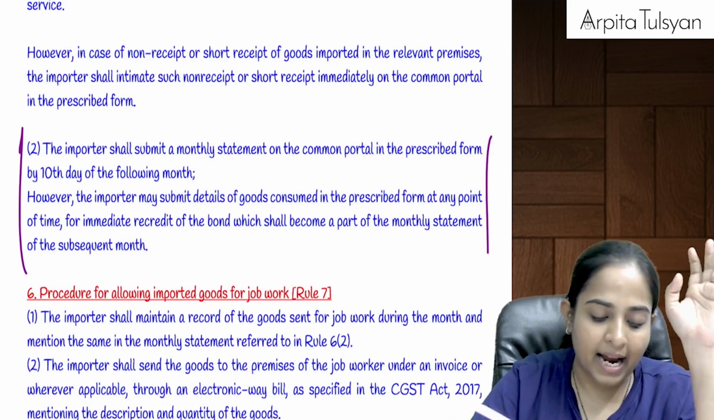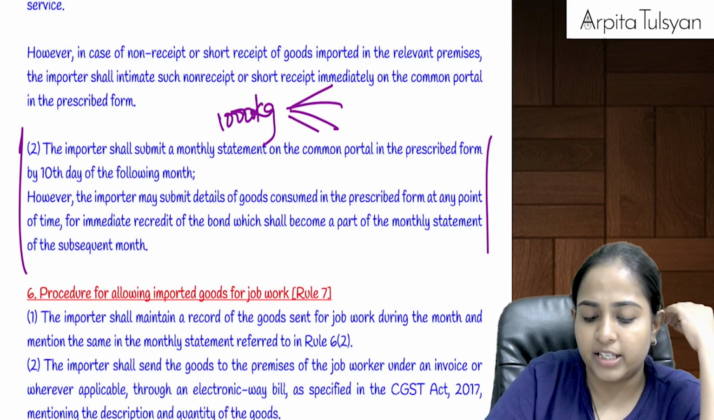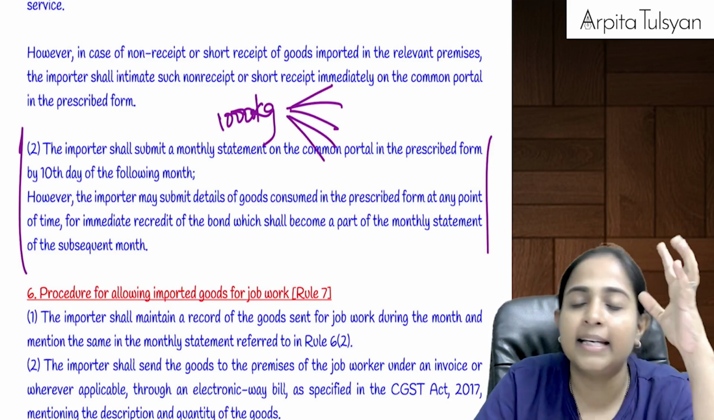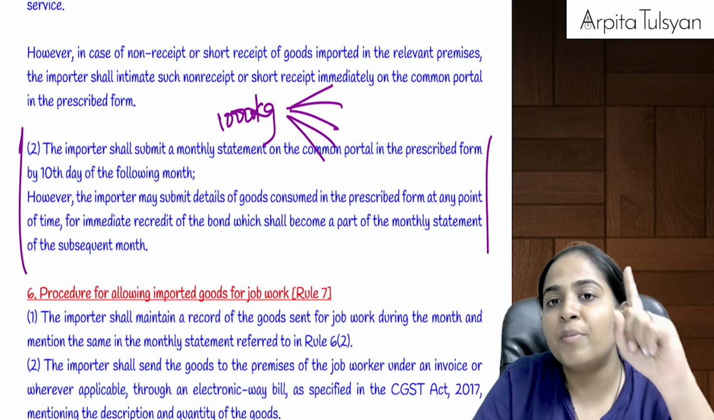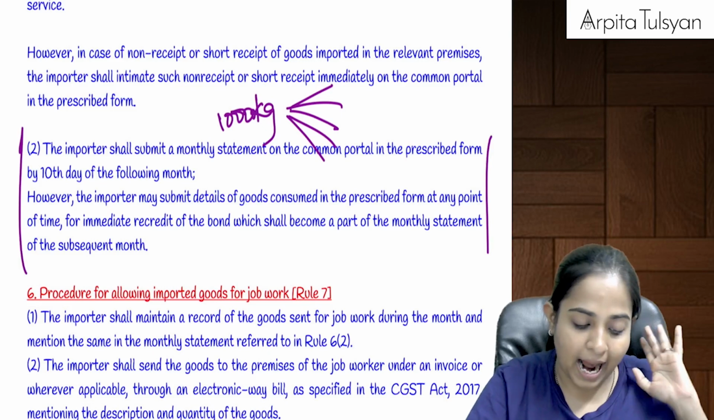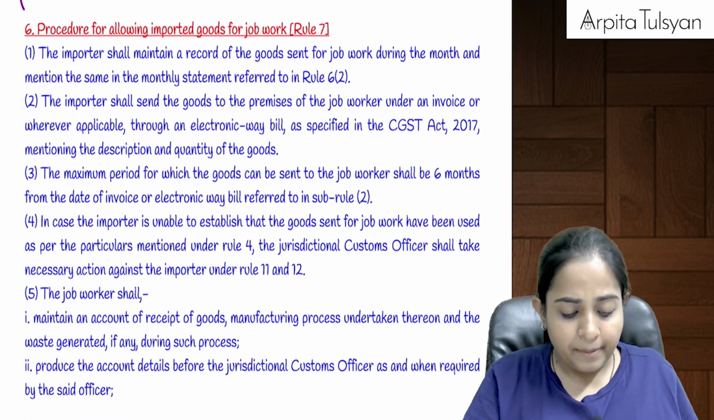Okay, example, I imported 10,000 kgs. What did I do with that 10,000 kgs? How did I do the utilization? I have to report everything in that monthly statement, because the government is giving me a big relief. So it should have all the information about what I have been doing. All this information will be reported in the monthly statement.